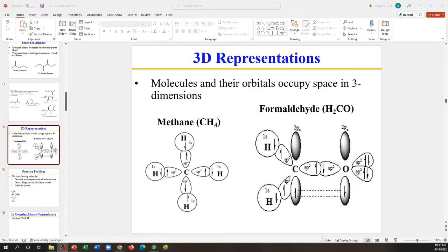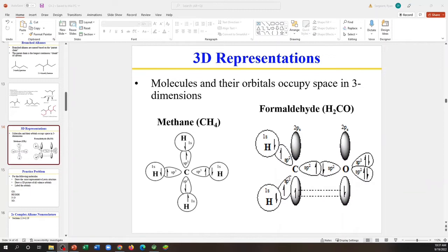For the last part of today's lecture, which is kind of the bigger part, I want to talk about these 3D representations. This particular way of diagramming out molecules is shown in your textbook, but never very well explained. So I want to really pause for a second and look at how we get to these particular diagrams.